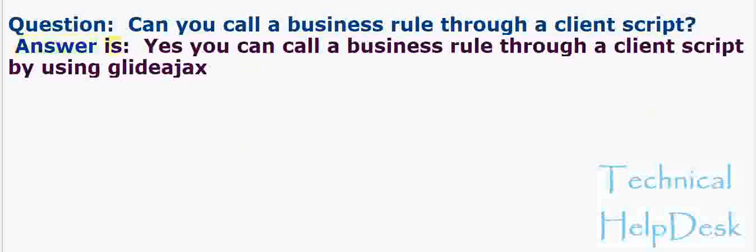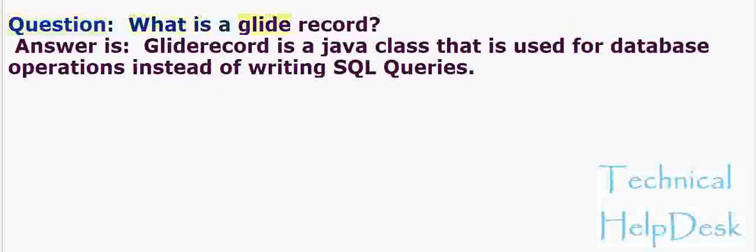Question: can you call a business rule through a client script? Answer is: yes, you can call a business rule through a client script by using GlideAjax. Question: what is a GlideRecord? Answer is: GlideRecord is a Java class that is used for database operations instead of writing SQL queries.